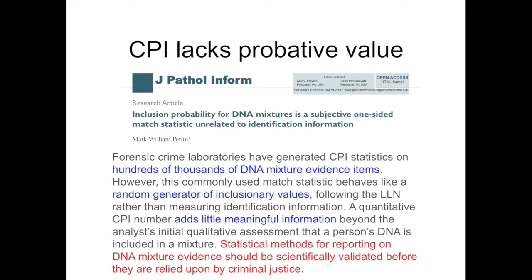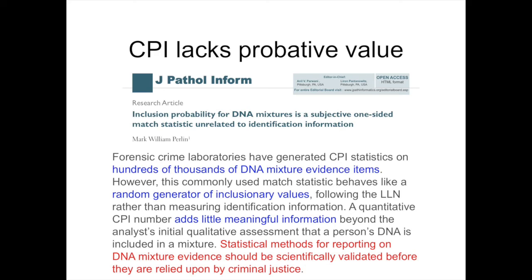This is a paper that I published. There's been a number of papers by researchers about problems with CPI and the match statistics used in hundreds of thousands of DNA mixture evidence items over the last 15 years. But what this paper showed, the title is Inclusion Probability for DNA Mixtures is a Subjective, One-Sided Match Statistic Unrelated to Identification Information. There's actually very little statistical relationship. And it is essentially a random number of inclusionary values that didn't add much meaningful information.